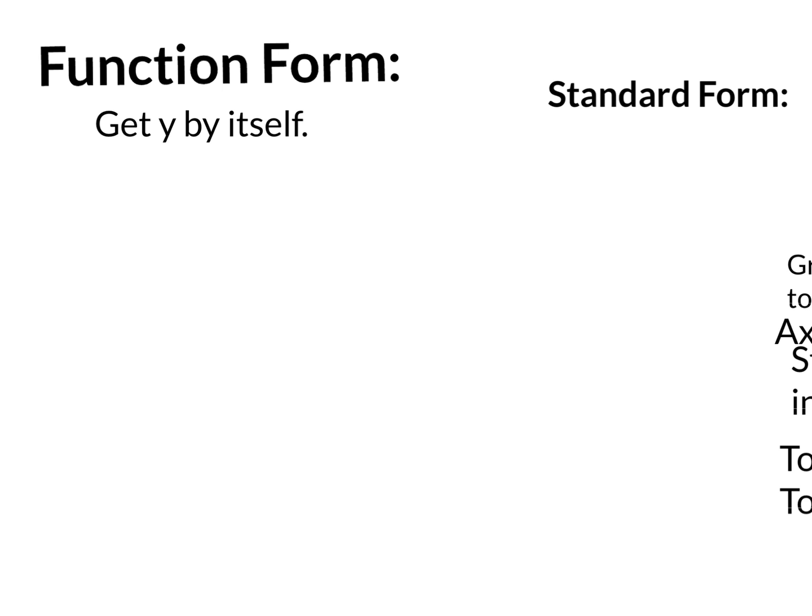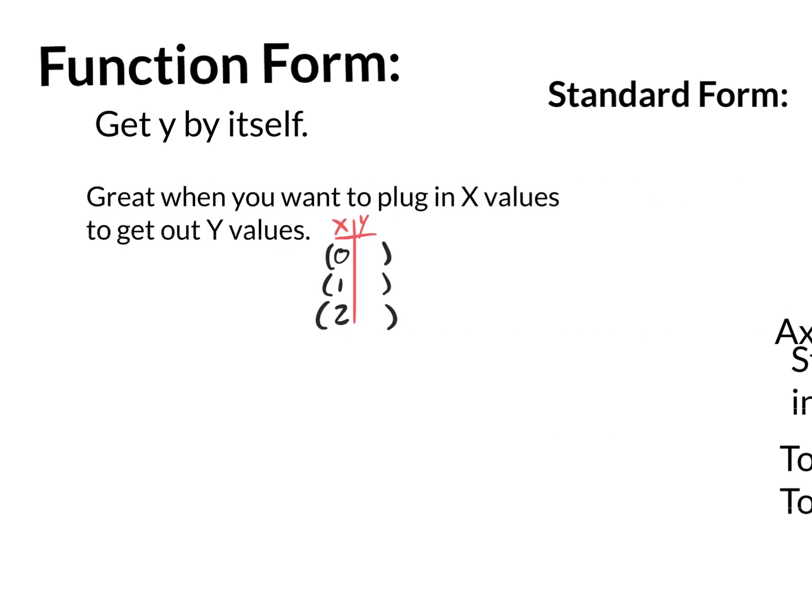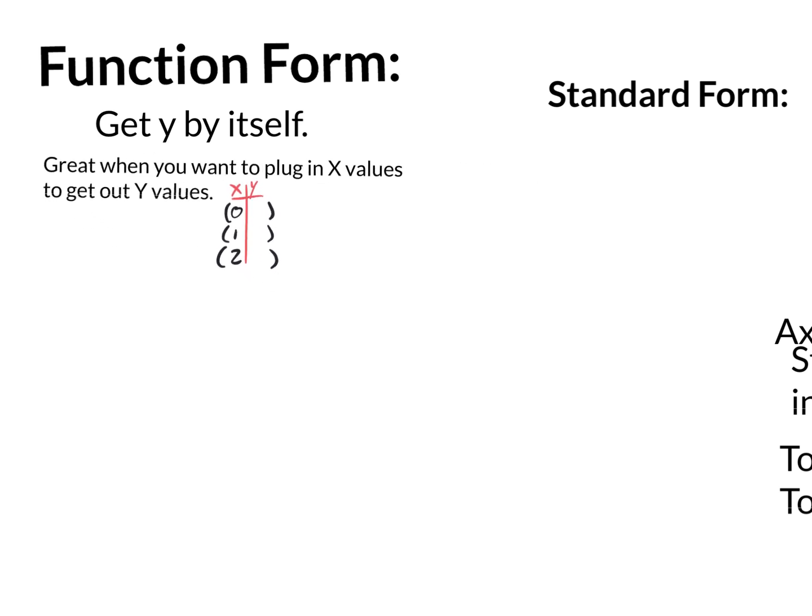When you have an equation with y by itself, it's great when you want to find inputs and outputs, when you want to plug in x values and get out y values. And of course, we use an input-output table, an x-y table for that. So having y by itself is great for finding coordinates, for plugging in numbers, pulling out answers.